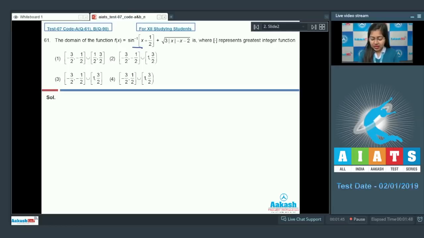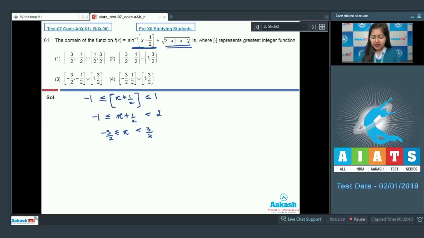Now for this sine inverse of GIF of x plus half to be defined, GIF of x plus half will go from minus 1 to 1, right? Now GIF of x plus half can take values minus 1, 0 or 1. That is, x plus half will go from minus 1 up till 2, right? And on minus 1 we will have the equality sign. Now we can say that x will go from minus 3 by 2 to 2 minus 1 by 2, that is 3 by 2.